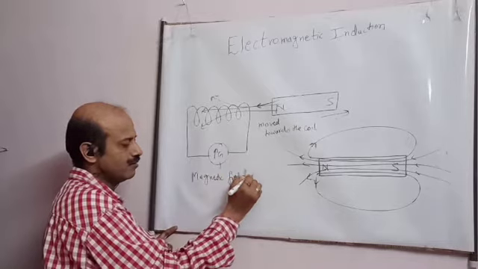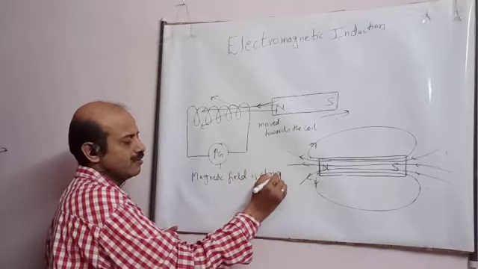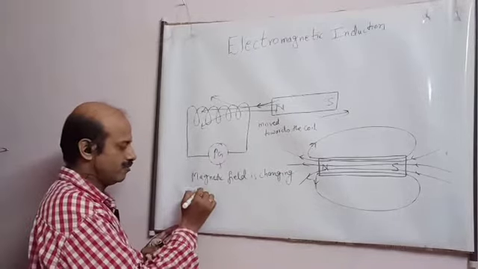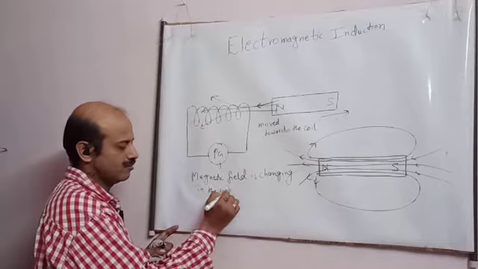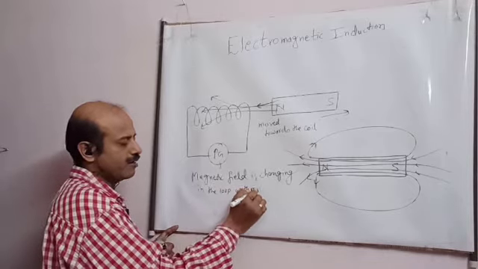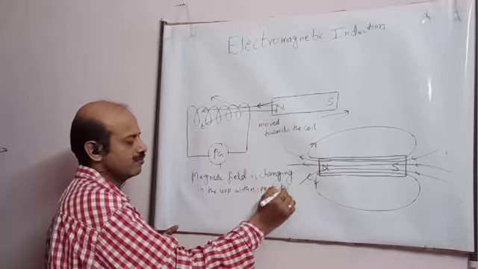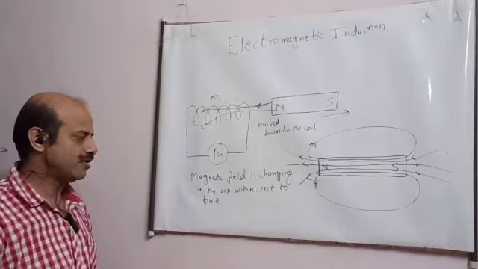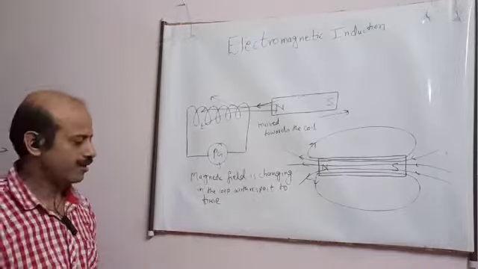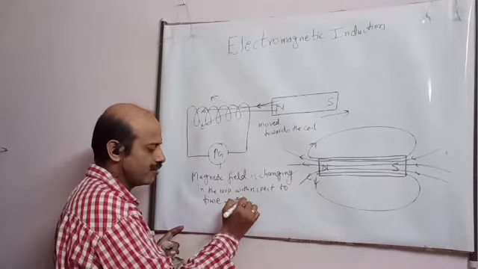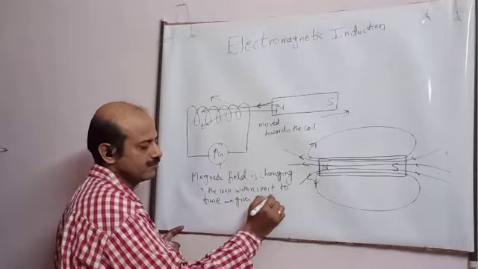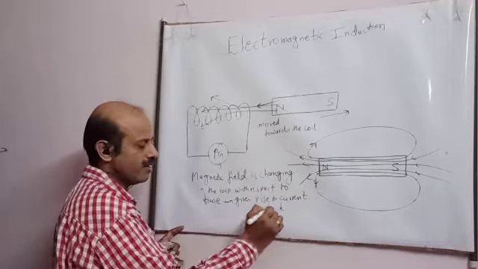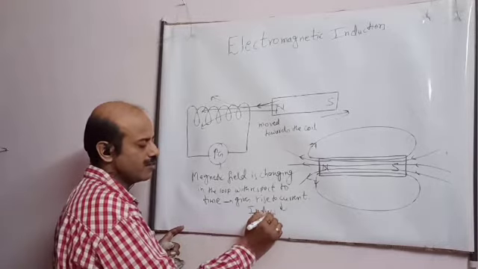Magnetic field is changing in the loop with respect to time, student. This gives rise to current. This is the law, student. And this current is also known as induced current.